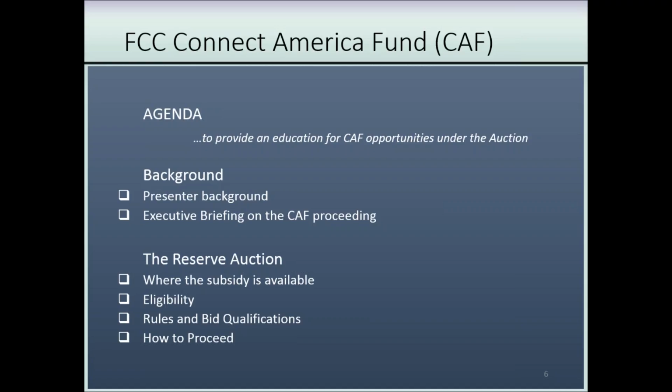As far as a background, I'll share with you just briefly my background and my experience with the Connect America Fund. We're going to take you through an executive briefing of the CAF proceeding as it's coming along at this point in time. And then we'll drill down with you on what are the elements of the auction, where is the subsidy available, what are the eligibility requirements for a bidder, what are the rules and bid qualifications, and some ideas on how to proceed going forward.